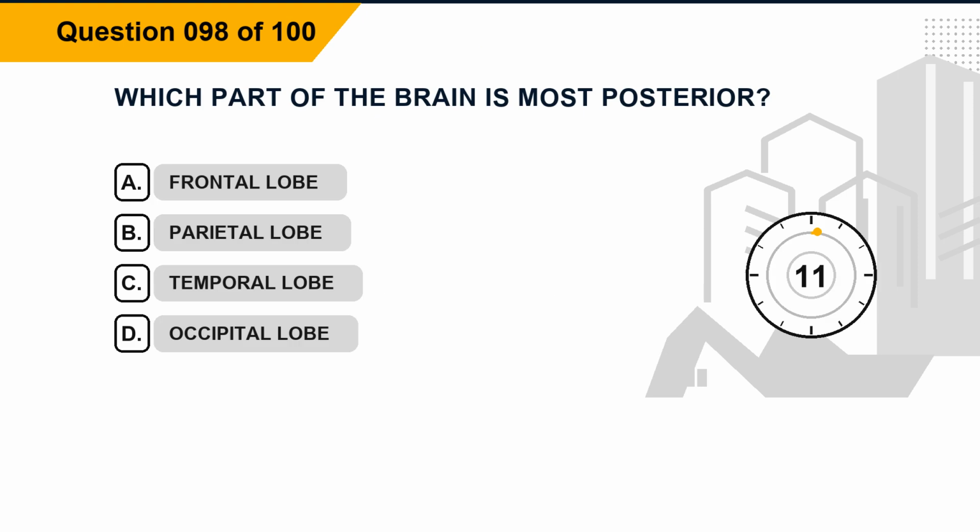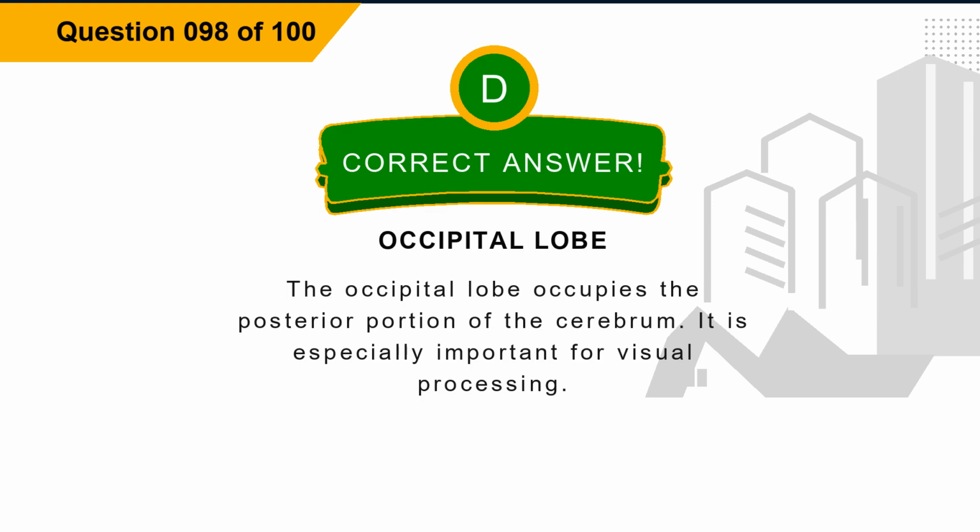Question 98. Which part of the brain is most posterior? Option A, frontal lobe. Option B, parietal lobe. Option C, temporal lobe. Option D, occipital lobe. The correct answer is option D, occipital lobe. Explanation: the occipital lobe occupies the posterior portion of the cerebrum. It is especially important for visual processing.